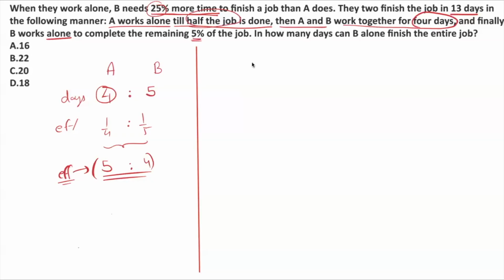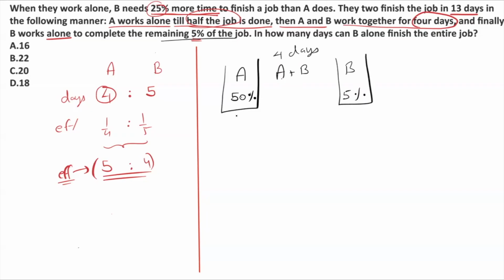Okay guys, so the work is done in the following manner. First, A works alone and completes 50% of the job. After that, A and B work together for how long? For 4 days. And later, B completes the remaining 5% of the work alone. Yeah, B works alone to complete the remaining 5% of the job, right? So A alone completes 50%, B alone completes 5%, 50 and 5 is 55%.